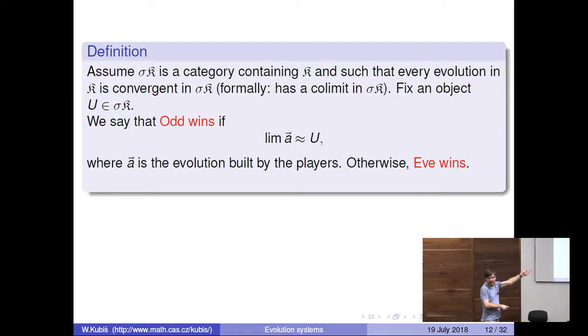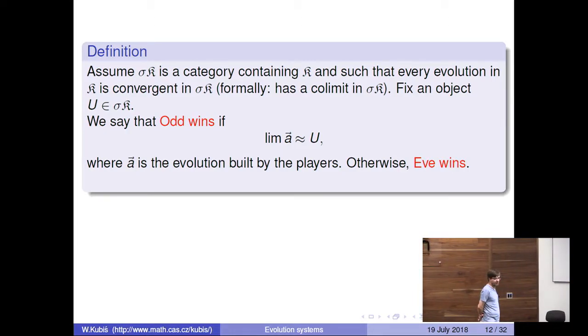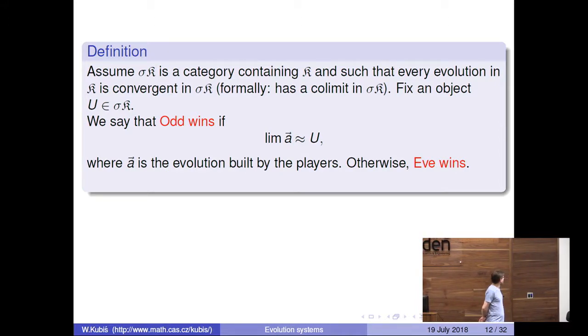This thing means isomorphic to U, yeah? Not equal. If you say equal, it would make no sense. I mean, category theory, after all, is about isomorphic objects, yeah? So otherwise, if I wins. So that's the definition of the game.